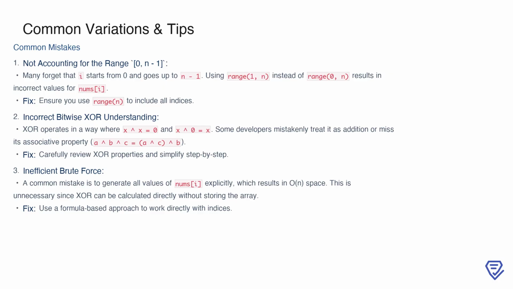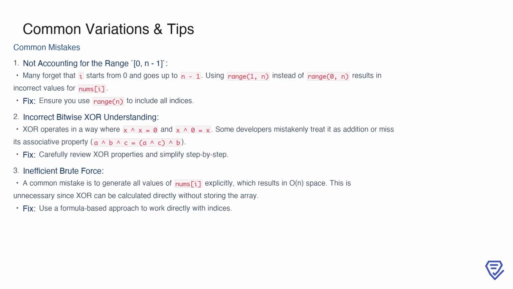Another frequent error involves misunderstanding the properties of the XOR operation. Remember, XOR is not addition. x XOR x equals 0, and x XOR 0 simply gives x. Additionally, it's associative, meaning the order of operations doesn't matter. If you're not careful with these properties, your solution might produce incorrect results.